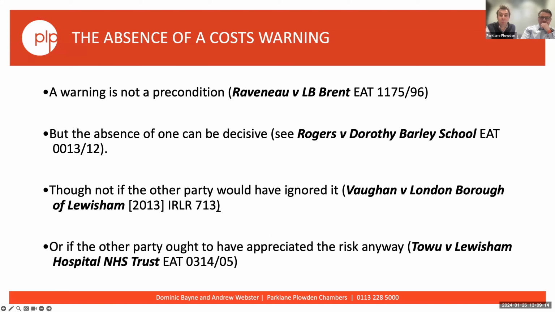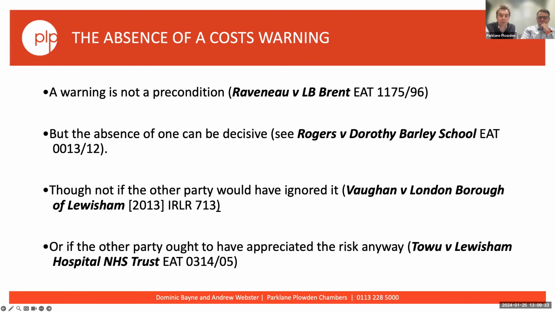So the absence of a warning letter in that case was the decisive factor against exercising the discretion in favour of a costs order. On the other hand, in Vaughan, the claimant was convinced, without any rational or evidential basis, that she was the victim of a conspiracy.